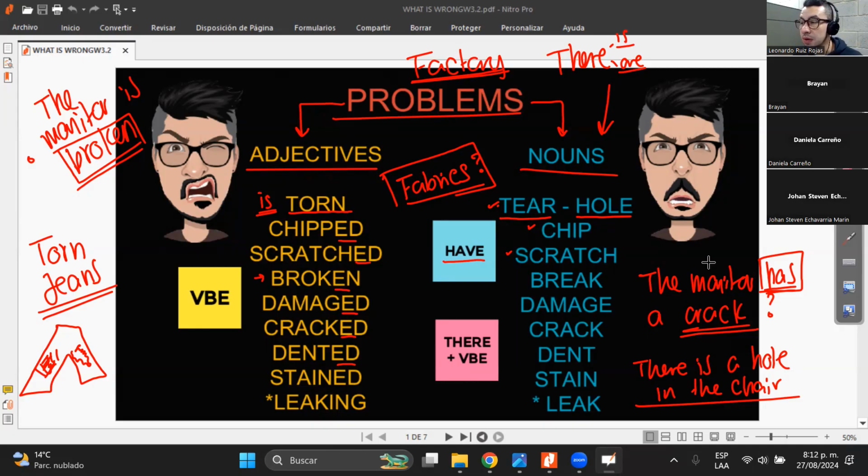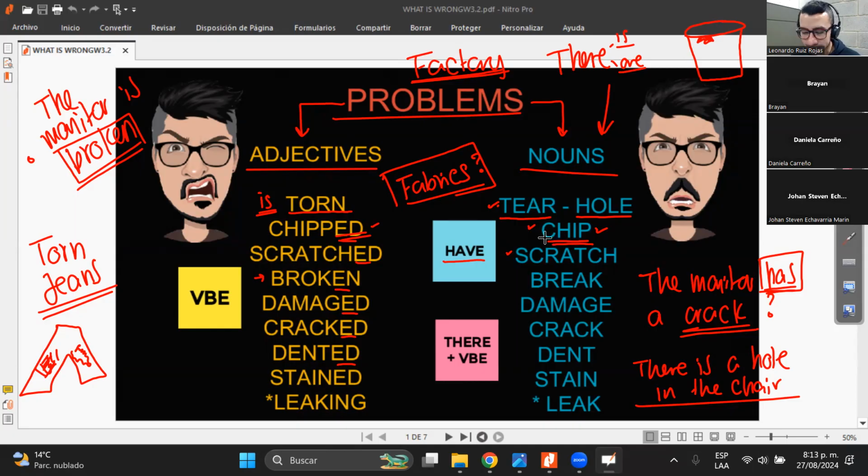So that's a possibility. Bueno, chip, it means like una grietecita, right? Una pequeña, yeah, like grieta, no? So when I say that something is chipped, it's similar to cracked, but cracked is bigger. Chip is a little piece that is missing, right? So for example, when I have a glass and the glass is missing a little part, I can say that the glass is chipped or the glass has a chip.